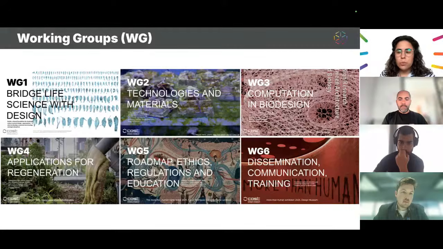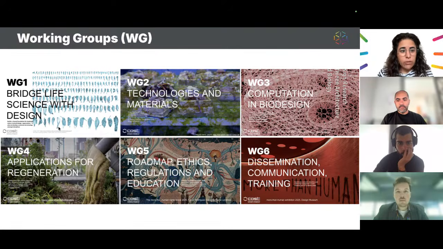So there are 6 working groups within this COST Action. Each of them has specific objectives and tasks, which you can read through in the memorandum of understanding, which is a public document you can find on the COST Action website and the DESIGNAE website. So, these 6 working groups. The first one is the umbrella working group, which is bridging life sciences with design. So how can we build this shared foundation for biodesign and development of this common terminology amongst disciplines?